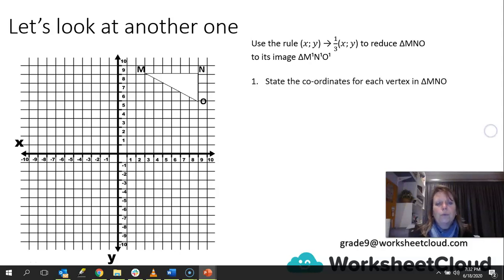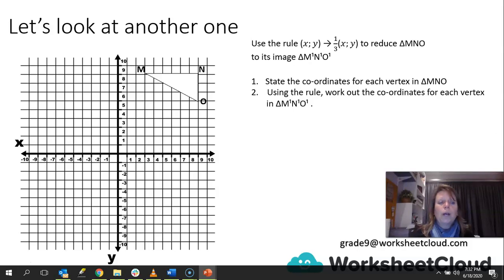Well, first of all, let's state the coordinates for MNO, because if we don't know the coordinates, we can't make up the new coordinates. So the coordinates for MNO, we're going to come to just now. After that, we're going to use that rule to work out the coordinates for each vertex of triangle M1, N1, O1. So once we've got the coordinates of this, we can then use the rule and work out the coordinates for the new triangle, for its image. Okay, and then we're going to plot triangle M1, N1, O1.